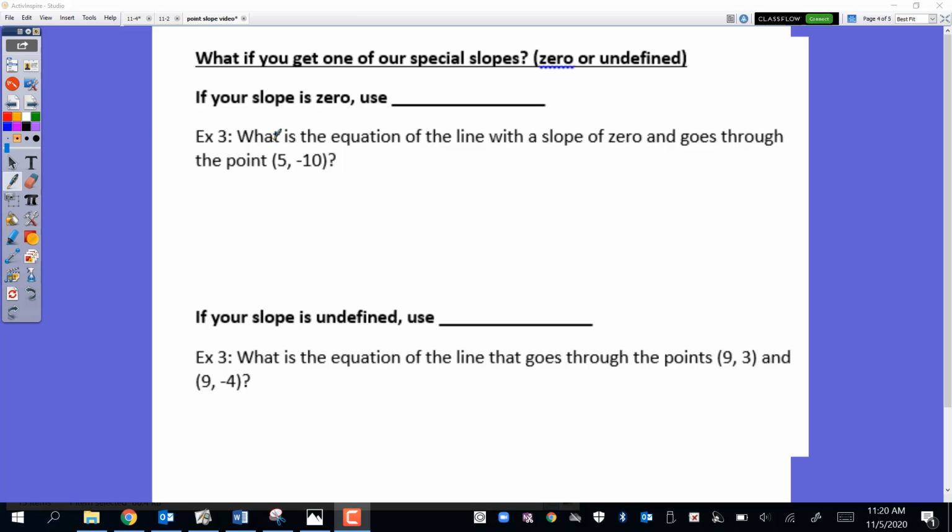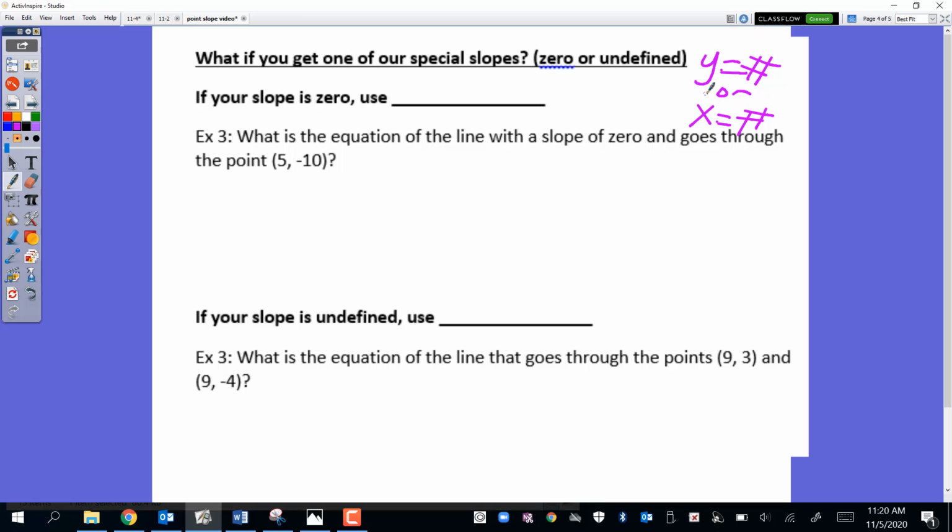Okay, so we just talked about writing the equation when you don't know the y-intercept, but we know that sometimes we get a special slope, so either 0 or undefined. It's not just a regular number. So when the slope is 0 or undefined, that means it's one of our special equations. It's not just a y equals mx plus b equation. So when I get one of these, that means we're using either y equals some number or x equals some number. That's our equation.